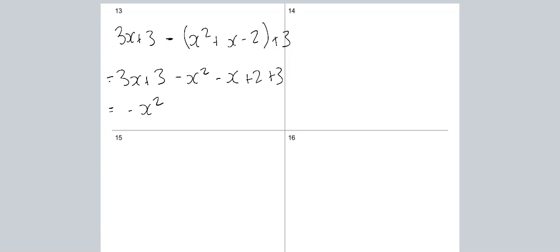3x minus x is 2x, plus 2x. 3 plus 2 is 5, plus 3 is 8. So I'm left with x squared plus 2x minus 8. And now it's simplified. What do you reckon?